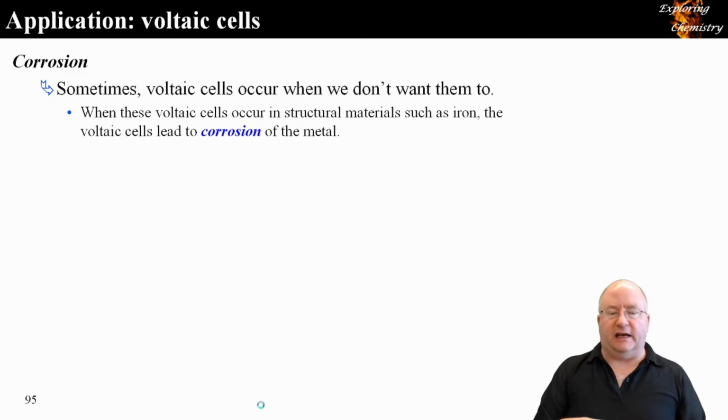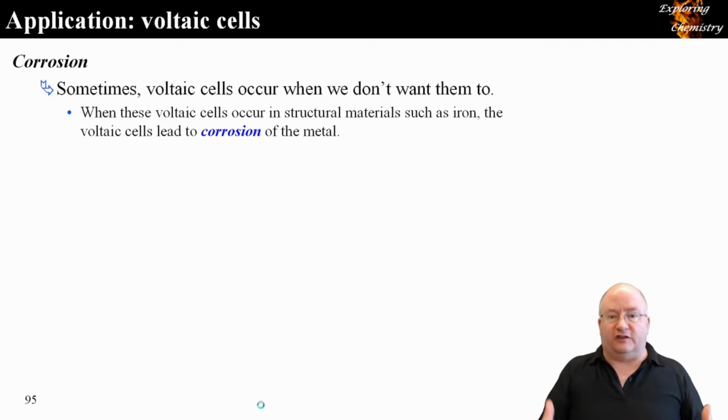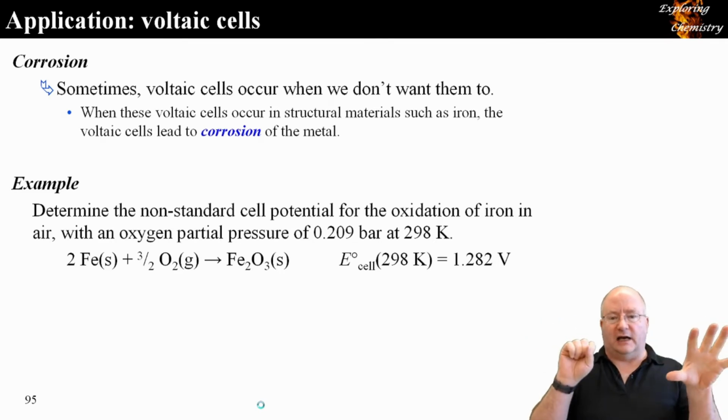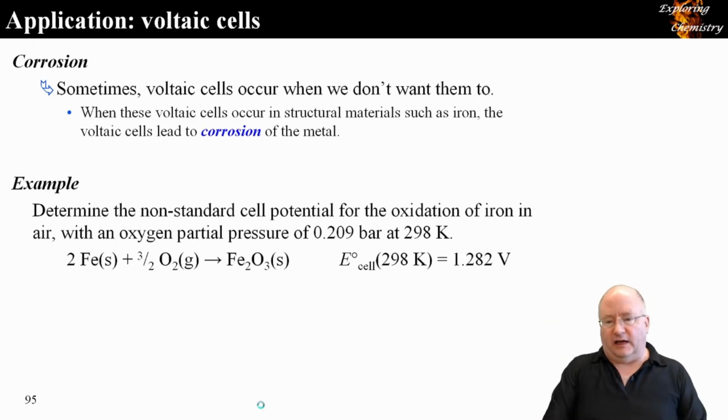Voltaic cells: corrosion is the voltaic cell that we don't want to occur, but it occurs spontaneously. When this occurs in structural materials such as steel and iron, you get oxidation, you get rusting of the material. So in this example, you're given the standard cell potential, 1.282 volts, and you're asked for the non-standard cell potential given that the oxygen partial pressure is 0.209 bar. Oxygen is the only thing that has any variability in here. You're working with solid iron going to solid iron oxide, and both of those have unit activity. The only thing that can vary is oxygen.